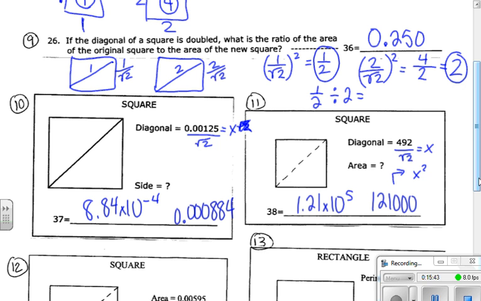And just to kind of clear this up, if you're not sure what we were doing on that one again, whenever you take your diagonal, that's equal to the side times the square root of 2.